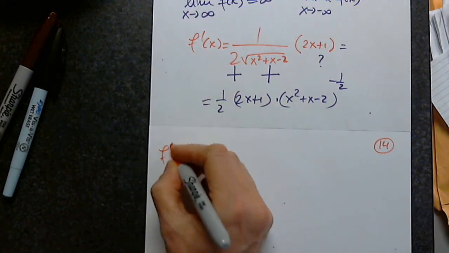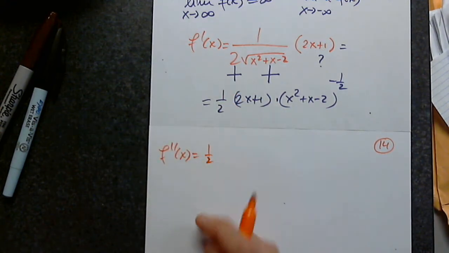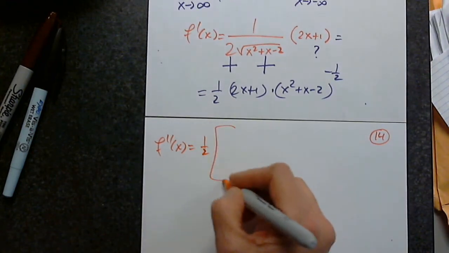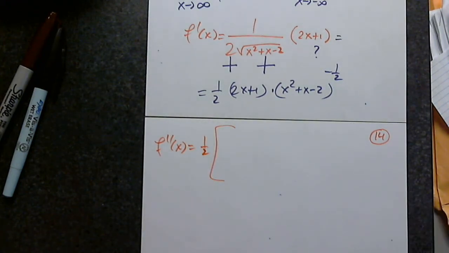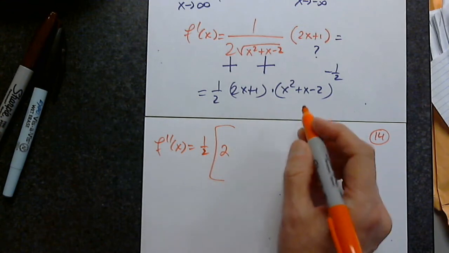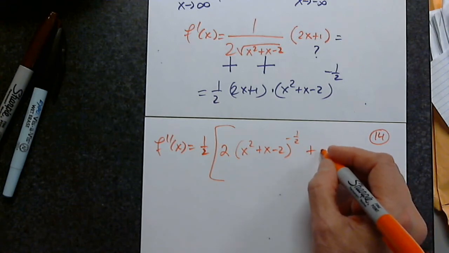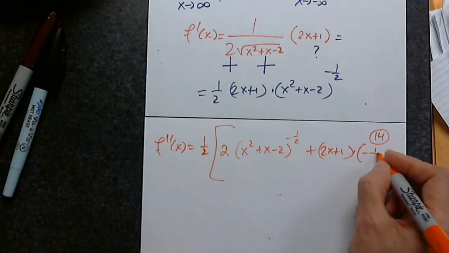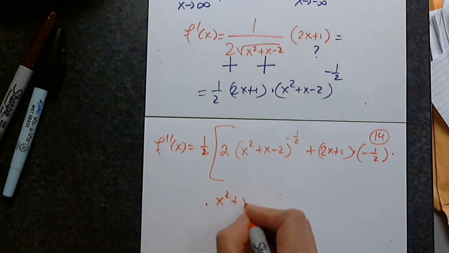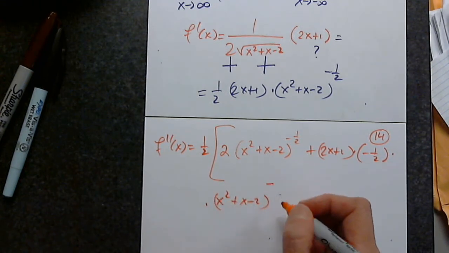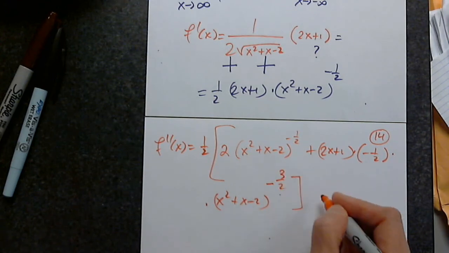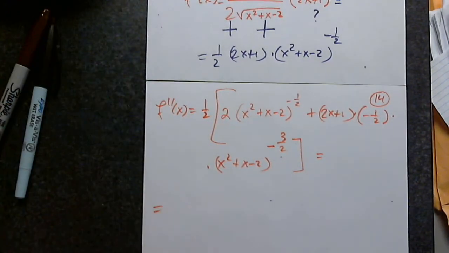Of course, keep the 1/2 outside. Don't mess with it. It's not going to do anything. So let's see what happens. Maybe I'm just anticipating. I've never looked at this function. I just said, okay, let's take a look. So 2 times this to the negative 1/2, plus 2x plus 1 times negative 1/2 times x squared plus x minus 2 to the negative 1/2 minus 1, which is negative 3/2. It may not be that bad. Okay, so I have to factor. If I don't factor, I will never be able to solve this.